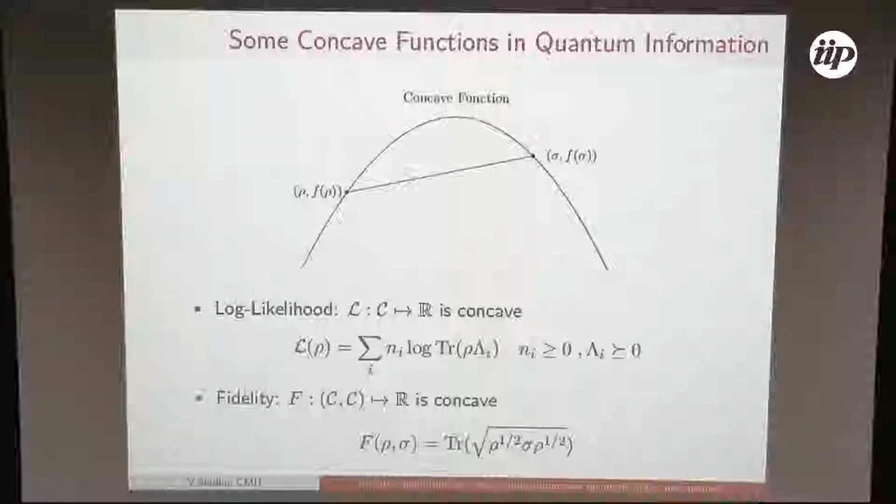Great. Well, what's a concave function? Because sometimes we want to maximize concave functions, and we see quite a bit of this. A concave function is something for which the line between 2 points, if you draw something like that, always lies below the function. And then there are functions that are concave that you see sometimes in quantum information. One is the log likelihood function. So if you do tomography, you see this quite often. And then there's the fidelity. The fidelity is also a concave function defined over the 2 copies of, say, the set of density operators.